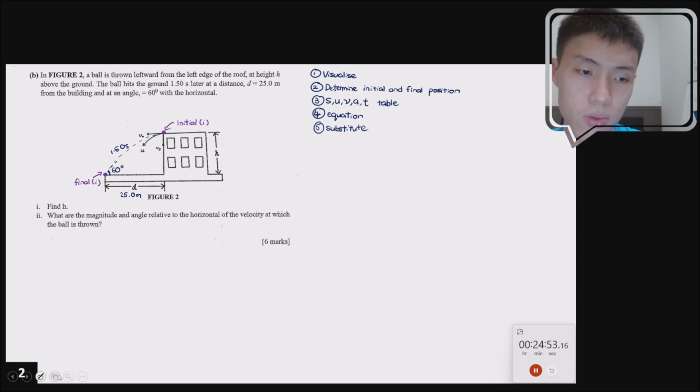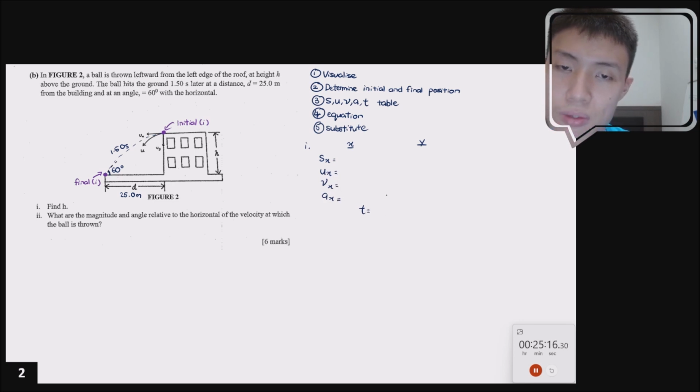Your next step will be to do your SUVAT table. For question 1, you need to do it for x component and you need to do it for y component. So Sx, ux, vx, ax, t. So this is the SUVAT table. You write out everything first, then you fill in the information. No matter whether you have the information or not, you write out everything first so that you are clear what you have, what you don't have.